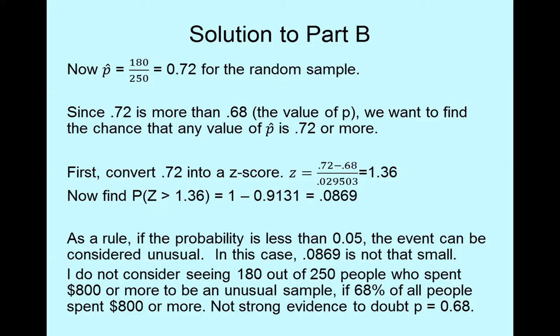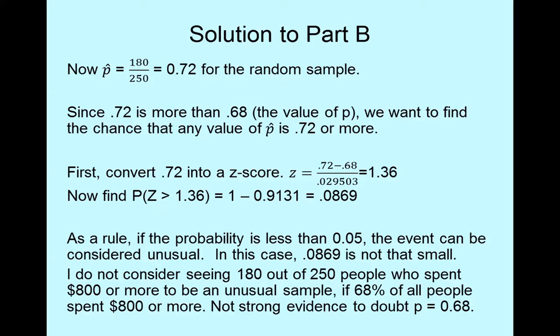First, we want to convert 0.72 into a z-score, right? So what do we do? Take the value, 0.72, subtract the mean, 0.68, divide by the variability measure, 0.029503. You should get 1.36. Now find the probability that z is bigger than 1.36. So remember, we want the area to the right. The table gives us the area to the left, so we have to subtract. 1 minus 0.9131 leaves us with 0.0869.